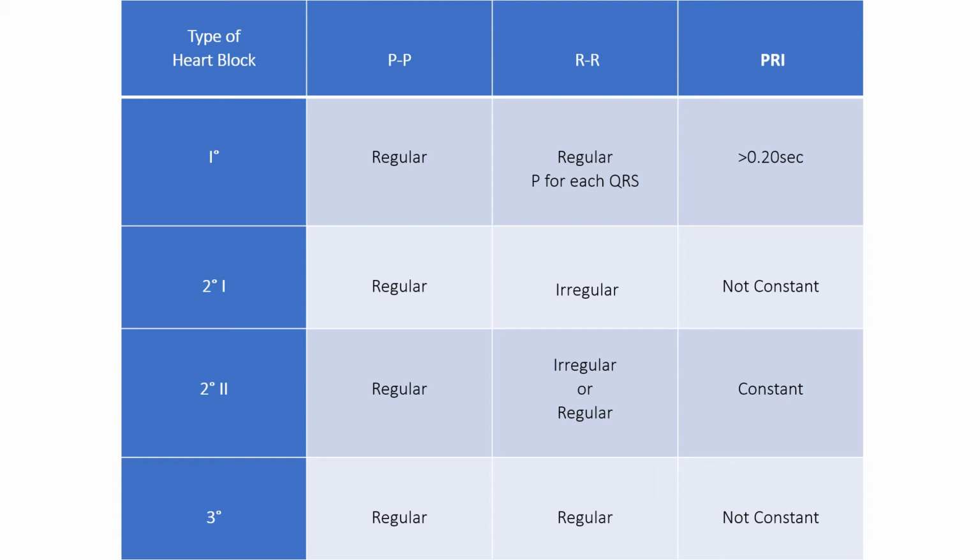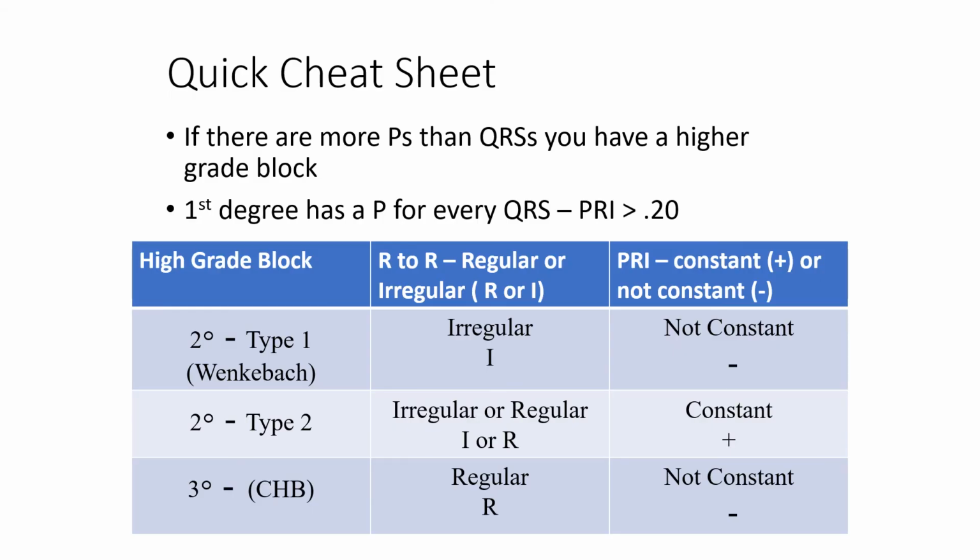Second degree type 2, your R to R can be either irregular or regular, but your PRI is constant. It's the only one of the higher grade blocks that has a constant PR. And then your third degree AV block, your R to R is regular and your PRI is not constant. So let's make this a little bit easier.